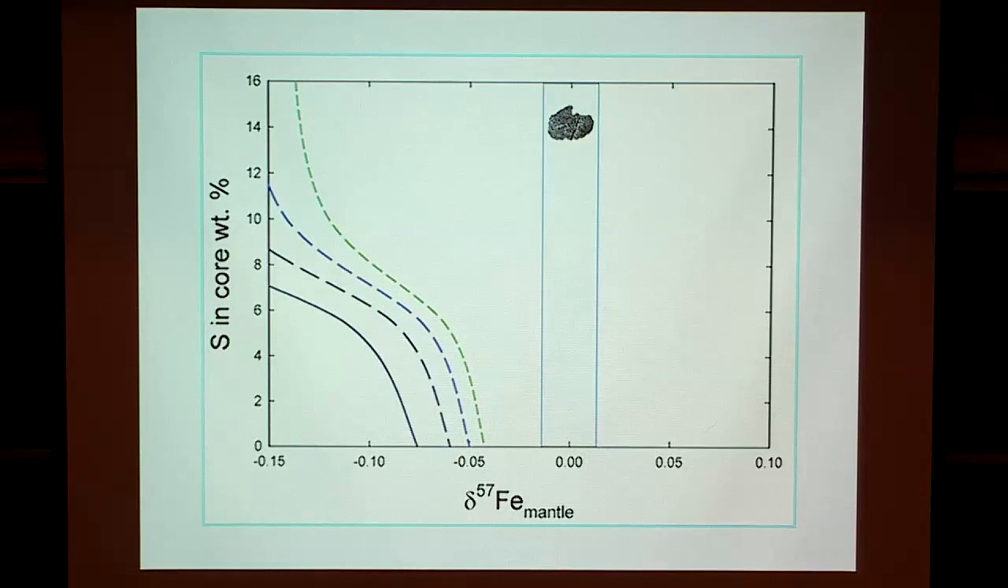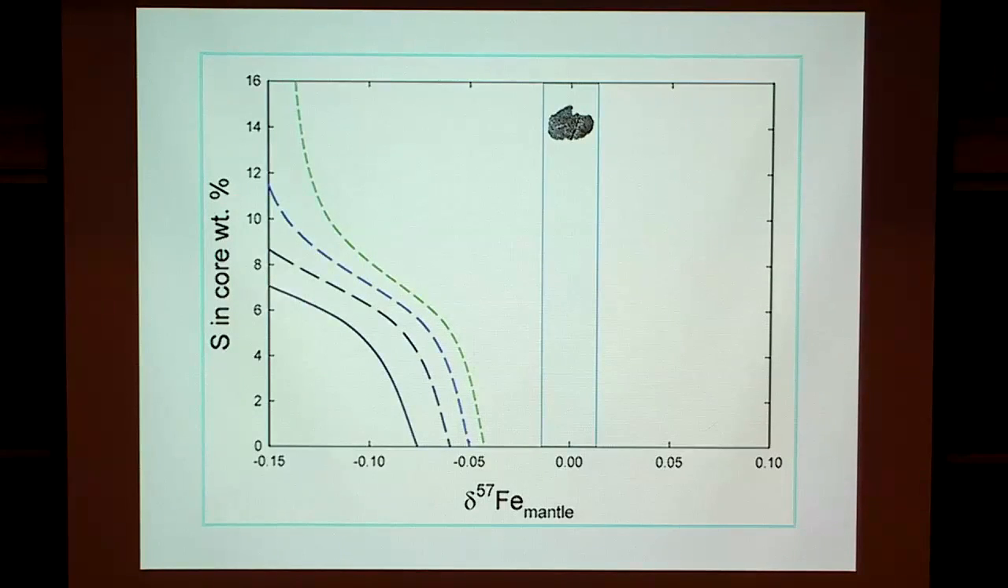Kevin Righter and Nancy Chabot have done a lot of work looking at the siderophile elements. Based on the siderophile elements in the Martian meteorites, they've been able to back out a temperature of core formation. So these are their temperatures with the error bars. And if I back calculate what the iron isotope composition of a Martian meteorite should be based on the sulfur in the core, I get a problem, right?